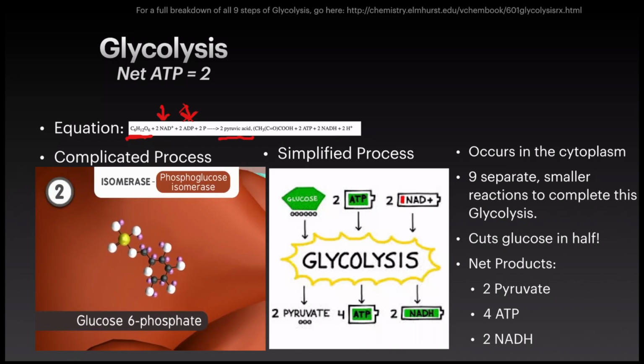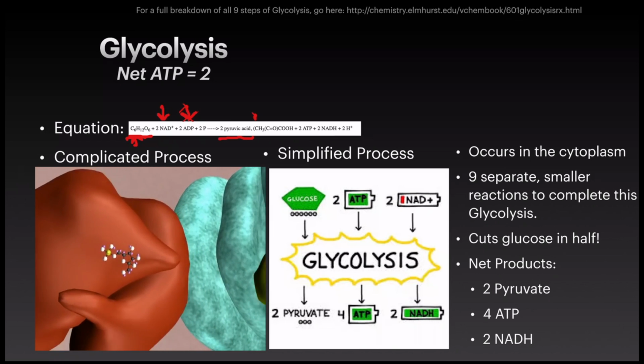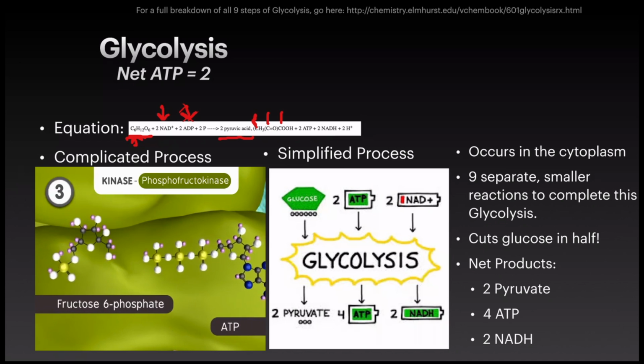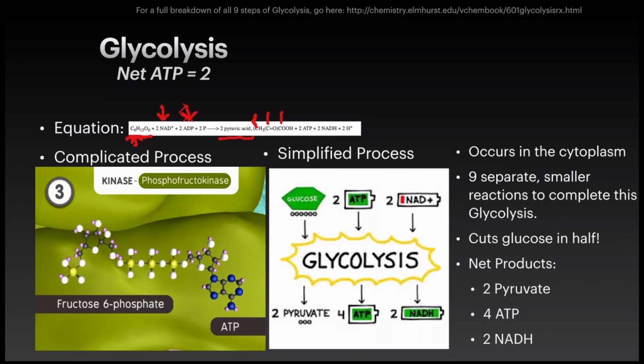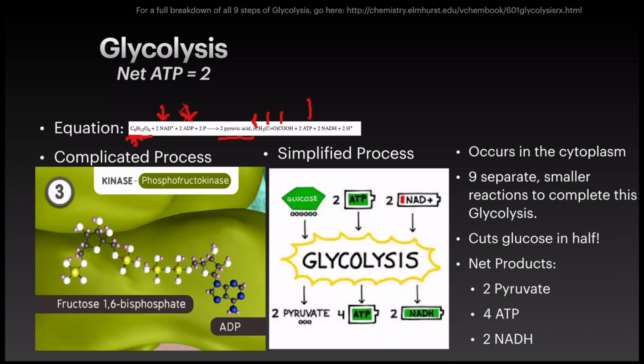So you'll see that we start off with a 6 carbon molecule in glucose. We end up with a 3 carbon molecule in pyruvic acid. And you can see there's 1 carbon, there's 2 carbons, there's the 3 carbons, and that's what the actual molecule looks like. We then end up with 2 ATP, like I mentioned before, which will actually be used in the next step of the process.